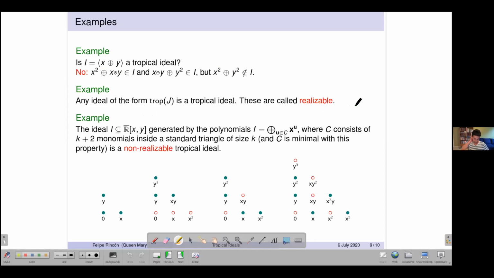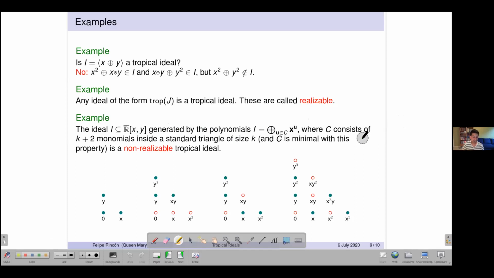But this is the last point of my talk: in general, most tropical ideals, most ideals that satisfy this monomial elimination axiom, are not tropicalizations of classical ideals. They are not realizable. In the exercises tomorrow, you'll see one example of one tropical ideal, one ideal that satisfies the monomial elimination axiom that doesn't come from the tropicalization of a classical ideal, that is not realizable.